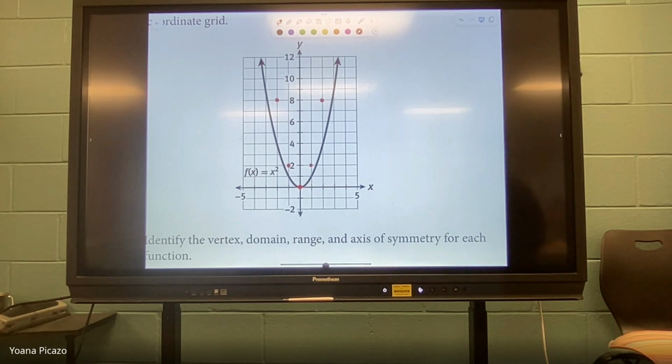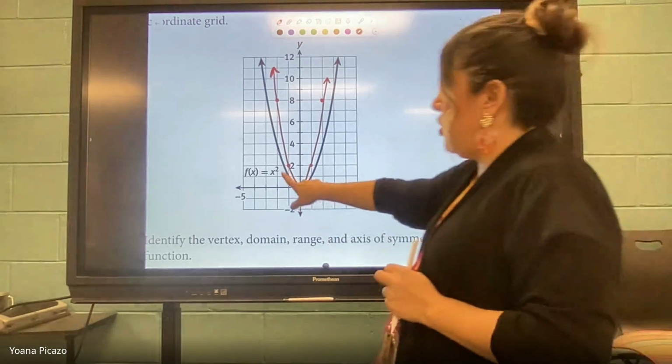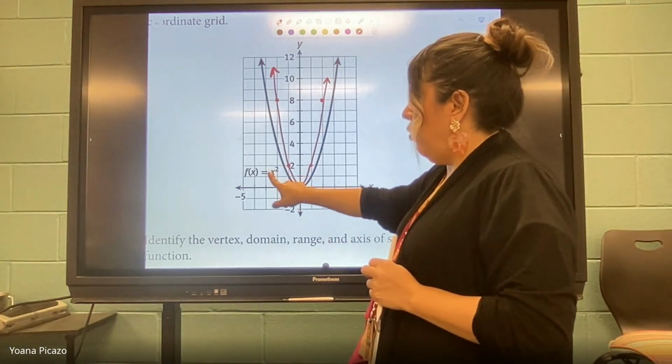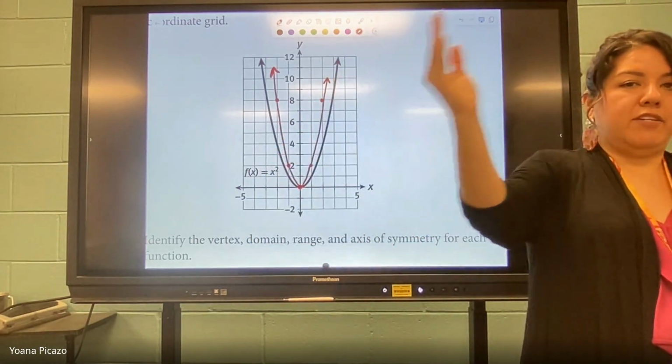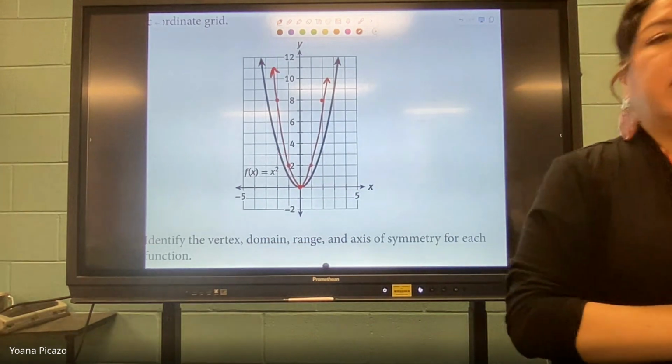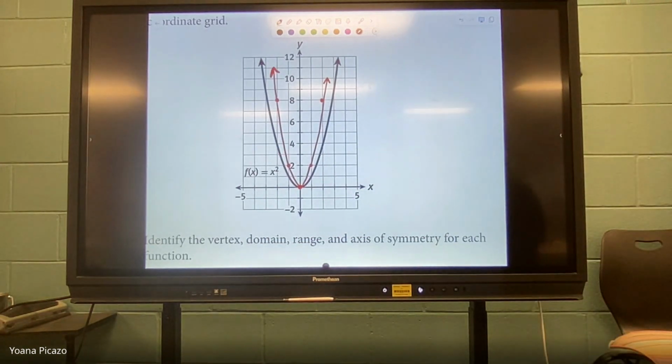Go ahead and connect those points together. Again, it doesn't have to be perfect. So I took my parent function and multiplied it by a whole number right here, and look at what it did to the graph. Did it spread it out or did it stretch it up? It stretched it. So let's label this. This is what we call a vertical stretch. It got narrow.